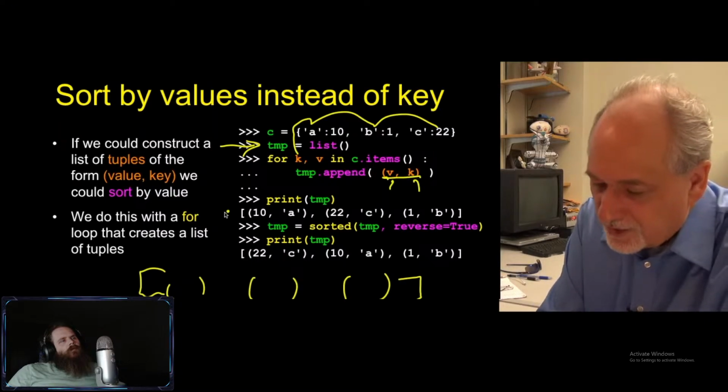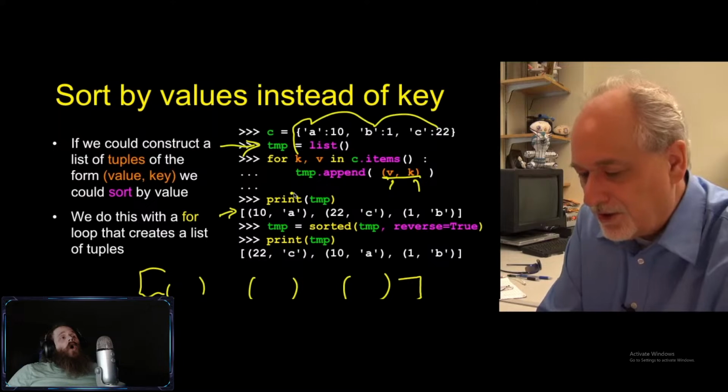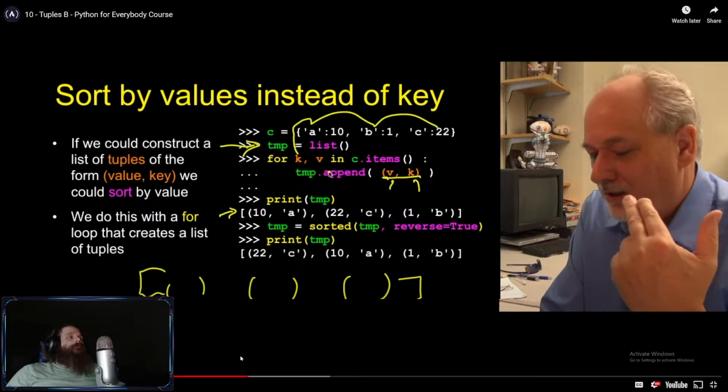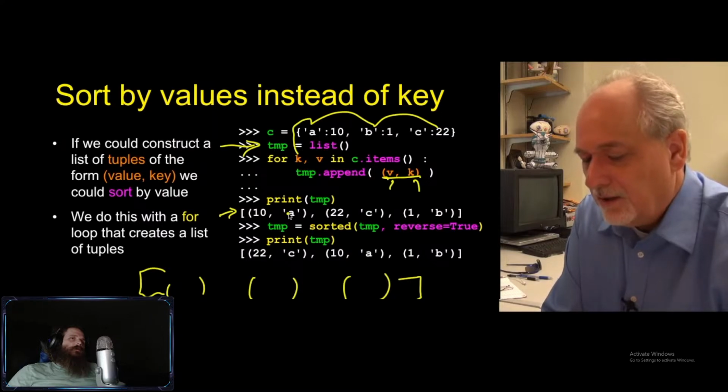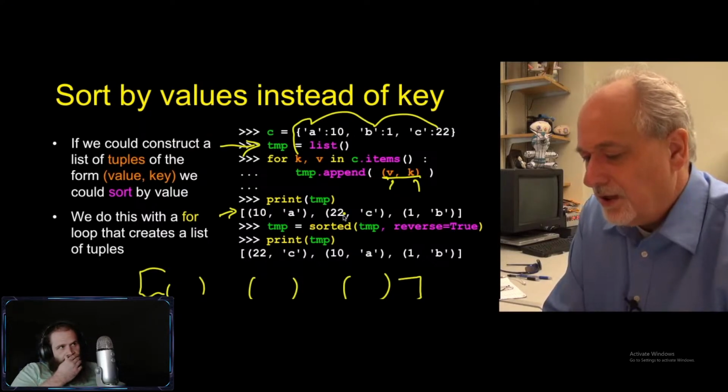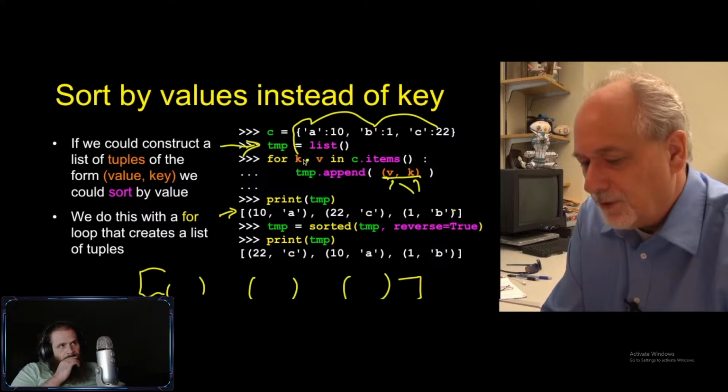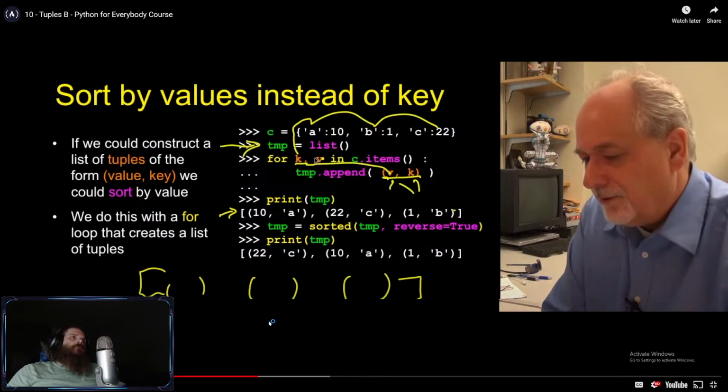So we end up with this. This is sort of our temporary data structure that we have constructed to make our job really easy. So this ends up being 10 a, 22 c, 1 b. Now we just flipped them. We took this order and then we flipped them around.